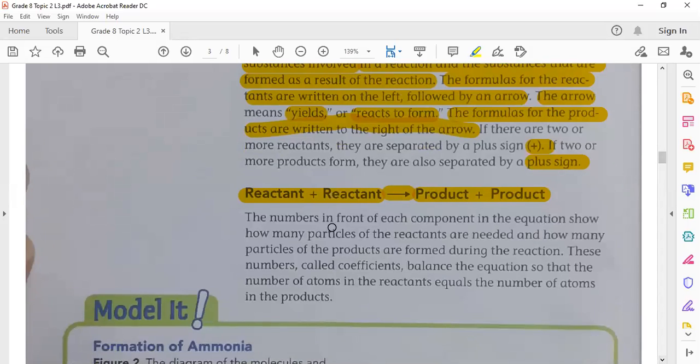The numbers in front of each component in the equation show how many particles of the reactants are needed and how many particles of the products are formed during the reaction. Again, the numbers in front of each component show how many particles are needed and formed. To understand this, look here.